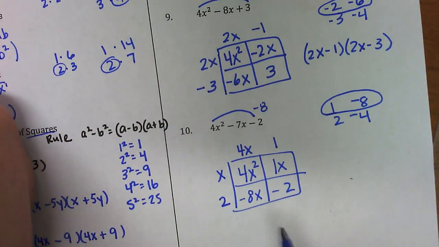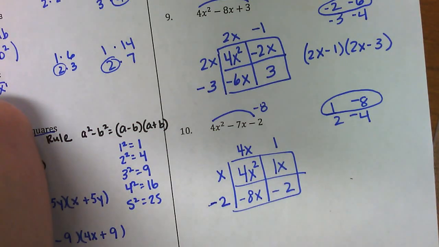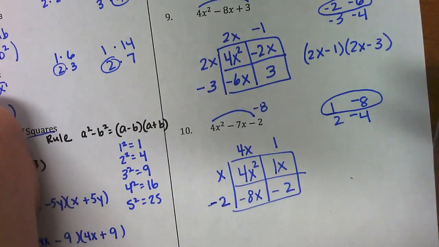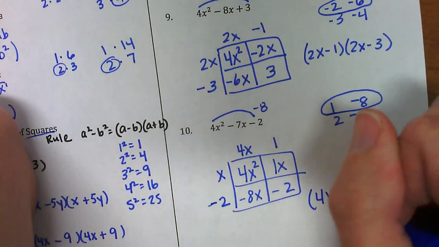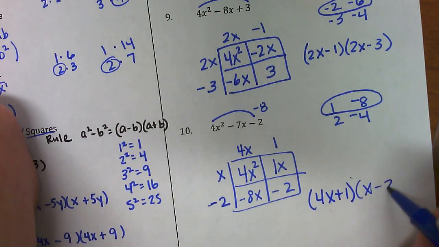Now I have to check my signs. 2 times 4 is positive 8, so this needs to become a minus. Negative 2 times 1 is negative 2, so that one's good. And x times 1 is 1x. So now my factors are 4x plus 1, since that's a positive 1, and x minus 2.